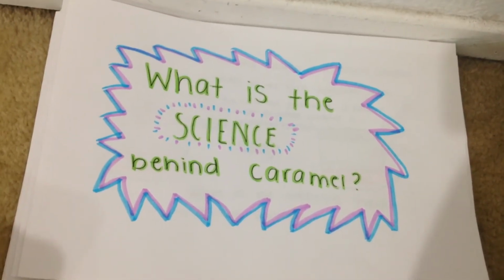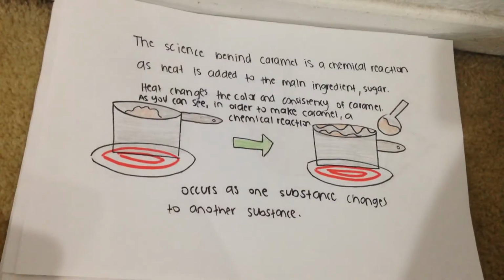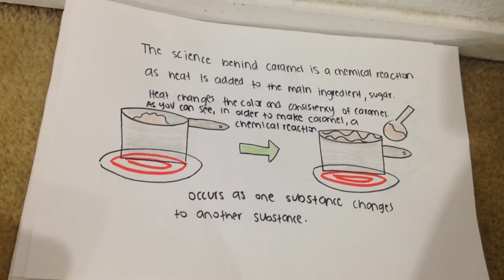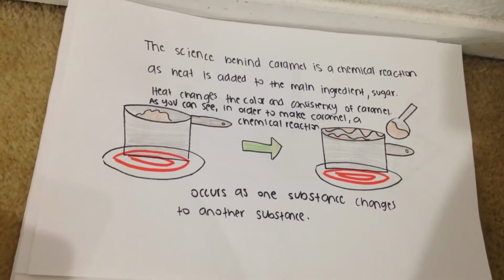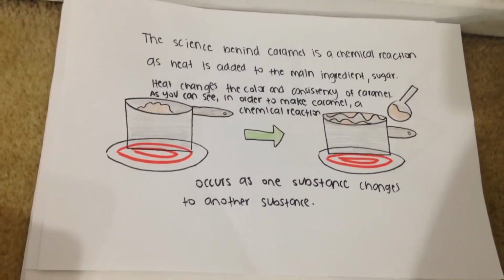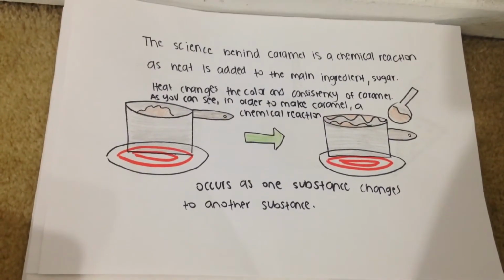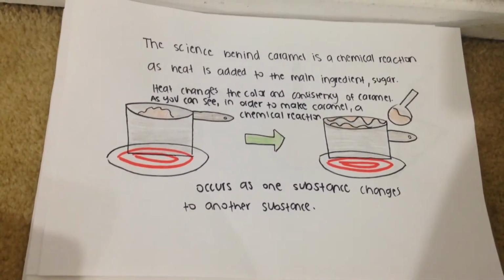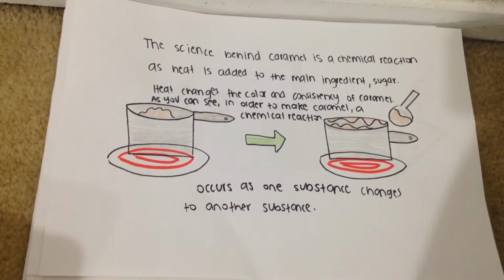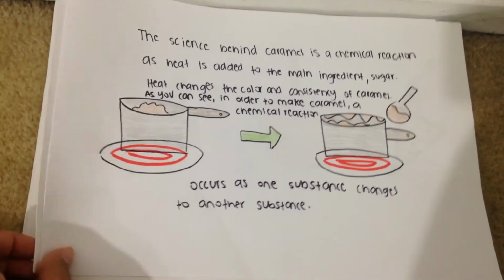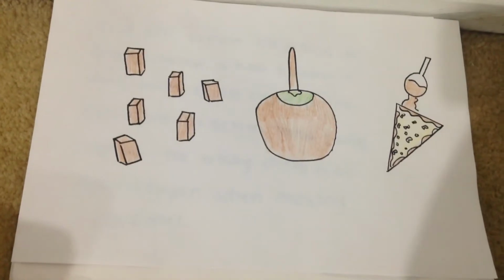What is the science behind caramel? The science behind caramel is a chemical reaction as heat is added to the main ingredient, sugar. Heat changes the color and consistency of caramel. As you can see, in order to make caramel, a chemical reaction occurs as one substance changes to another substance.